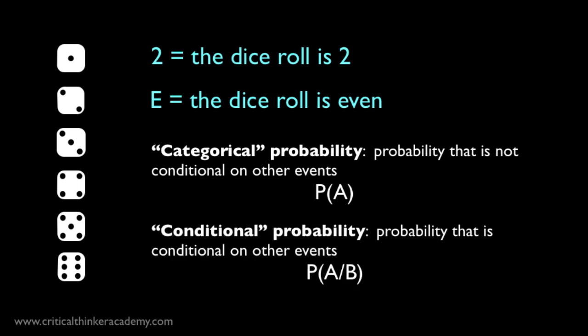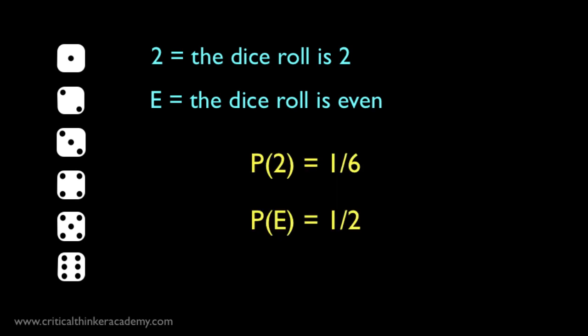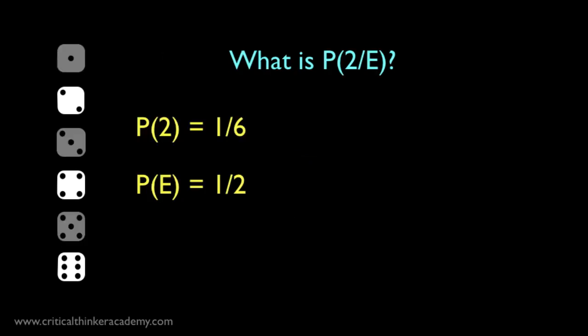We're not asking about the probability of A given some other event occurs. We contrast categorical probabilities with conditional probabilities. Here we're asking about the probability of A given that some other event B has occurred. Or in other words, we're asking about the probability of A on the condition that B occurs. So with these two events, what are the categorical probabilities? That's easy. The probability of rolling a 2 is 1 in 6, and the probability of rolling an even number is 3 in 6, or 1/2. But of course, we're interested in conditional probabilities.